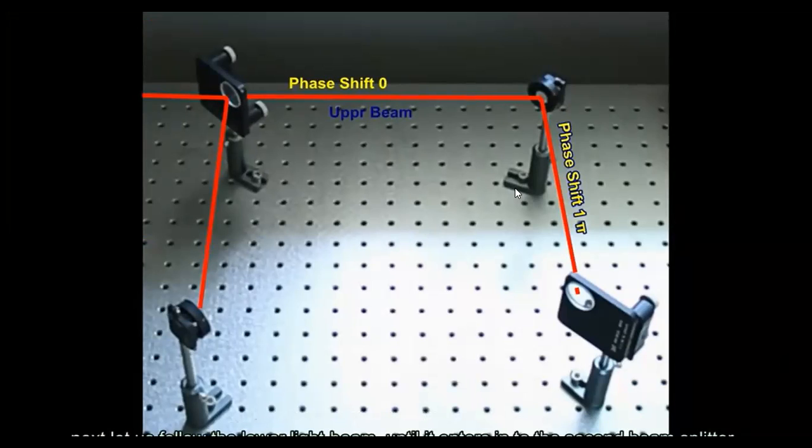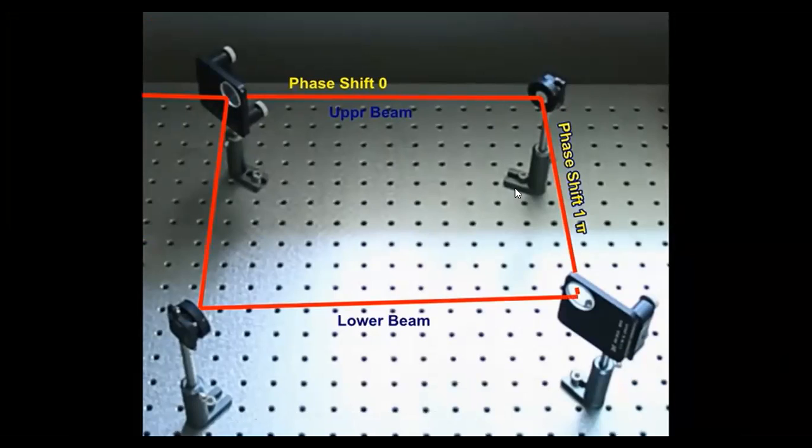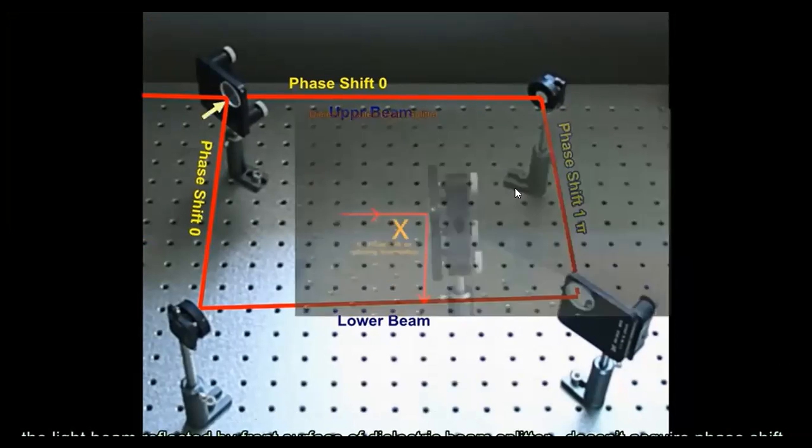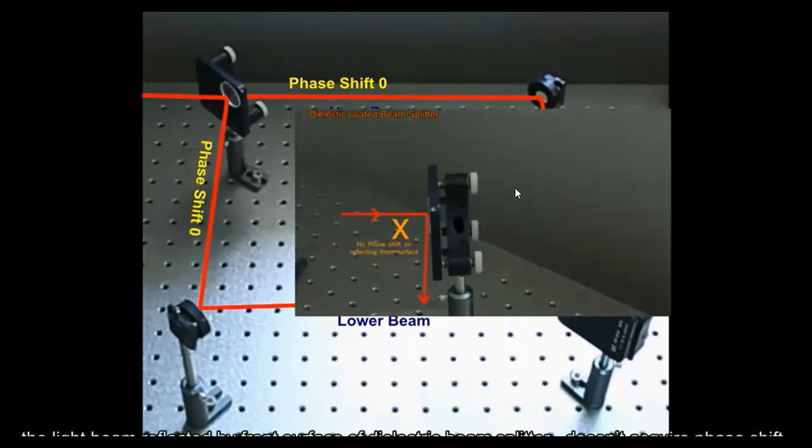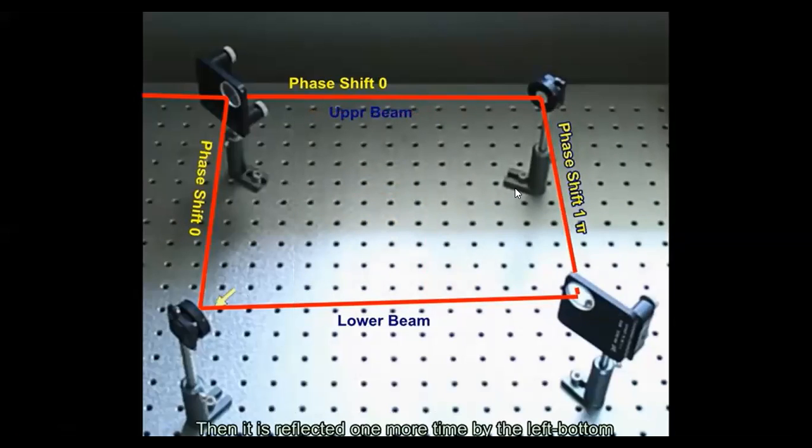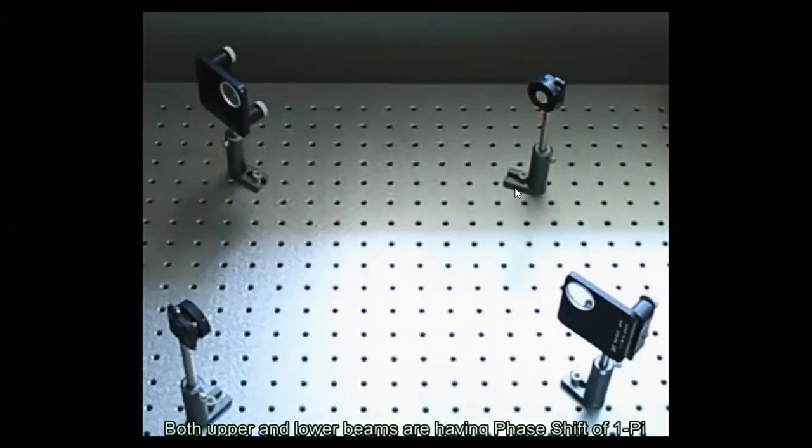Next, let us follow the lower light beam until it enters into the second beam splitter. In the beginning, it is reflected by the first beam splitter and occurs no phase shift. The light beam reflected by the front surface of the dielectric beam splitter doesn't occur phase shift. Then it is reflected one more time by the left full silvered mirror and occurs a phase shift of pi. Both beams are having a phase shift of pi.